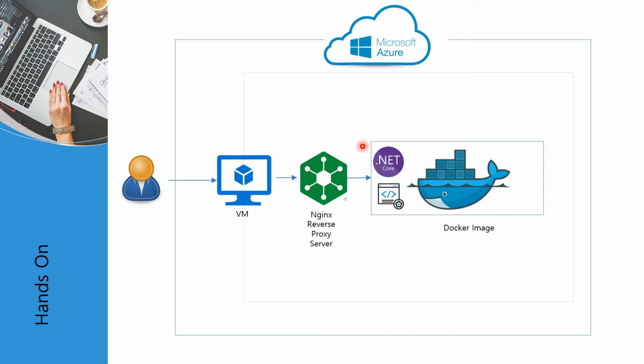So when the user hits the API or our application program, it goes and hits the VM and it goes into the Nginx server, and the request will be forwarded to the Docker image which is running on the VM machine. For the hands-on, I'll be using a simple web API project for the demo purpose. So let's move to the hands-on.